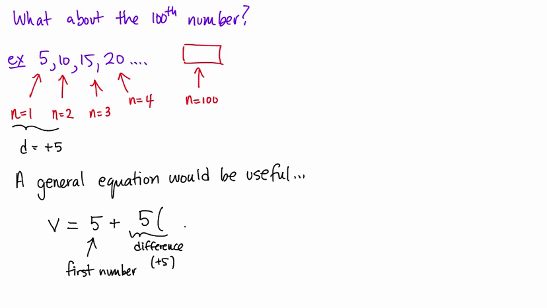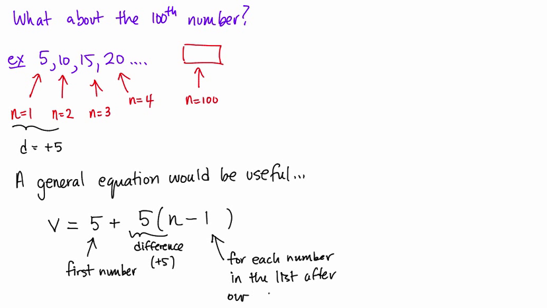And then that gets multiplied by something. It gets multiplied by n minus 1. And the reason that it's n minus 1 is that this is a multiplication, a difference of 5 for each number in the list after our first number. So really I want to add 5 99 more times. Not 100 more times, because I would be at term number 101. I want to add it 99 more times. So I start off with 5, that's my first number, and then I add 5 more 99 more times.